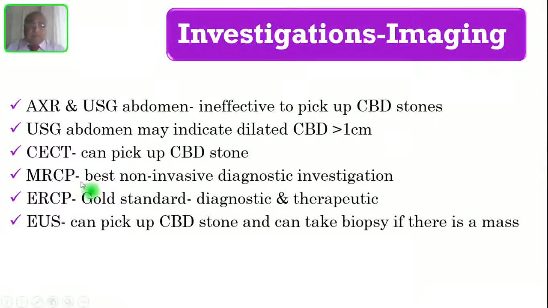So MRCP is the best non-invasive diagnostic investigation, whereas ERCP is the gold standard investigation because it is not only diagnostic, it is therapeutic also. You can do ERCP stone extraction. You can also do CECT. This also can pick up the CBD stone. You can also do endoscopic ultrasound that can pick up the CBD stone, and in case there is a mass, you can also take a biopsy.